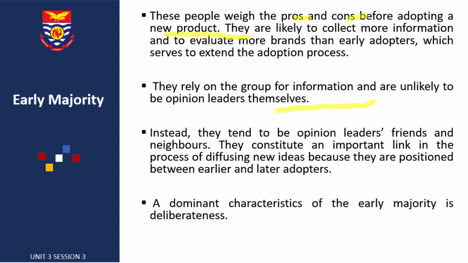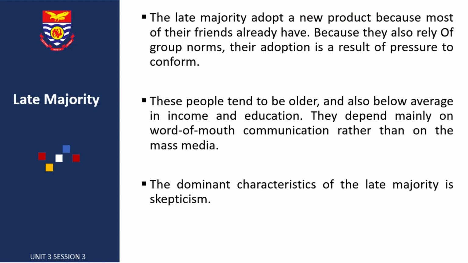So you realize that with the early majority, even though they don't come before the early adopters, they go the extra mile to spend time looking at the advantages and the disadvantages of the product. They rely on what their group people say, what their friends say, and they tend to be opinion leaders. So friends and neighbors take a decision once they have made such decision previously.